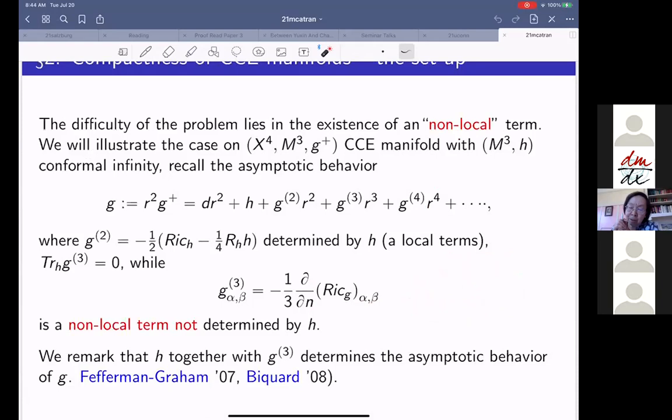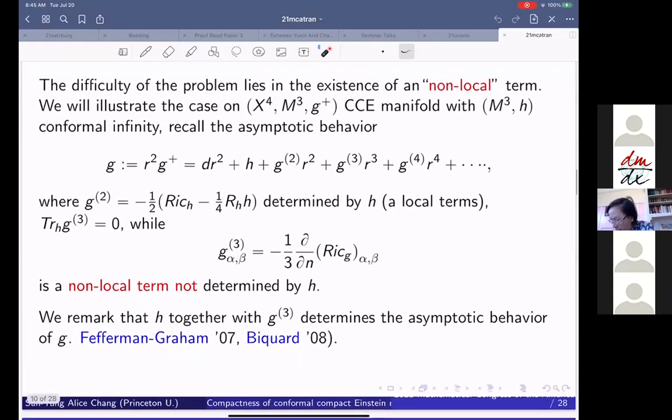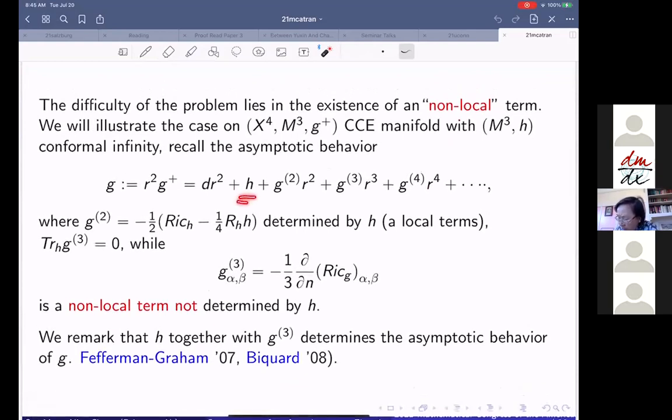The analog of this is the problem for the Laplace equation. We have Dirichlet data, which corresponds to h. And then we have Neumann data, which is decided, say, if we talk about Laplace u equal to zero, and u restricted to the boundary is the Dirichlet data, and then du over d normal is the Neumann data. The Neumann data is non-local information, and this corresponds to our expansion term g3, which is not determined by h. So the problem we are facing now is: given h, which is a compact family, can we capture the compactness of g and capture some of the behavior of this non-local term?